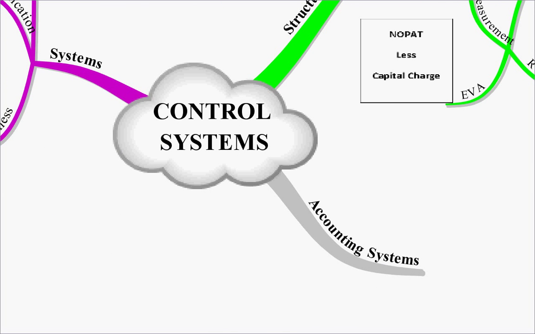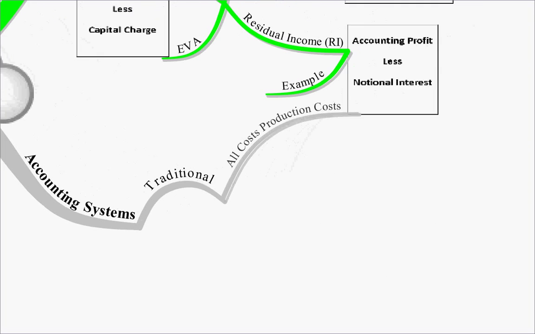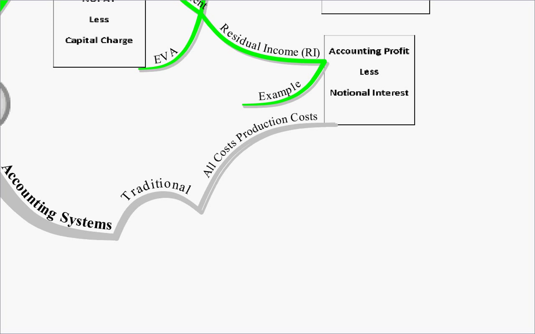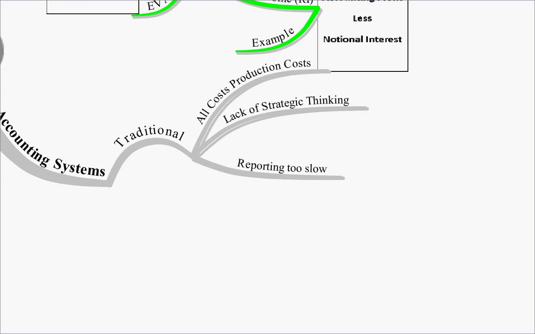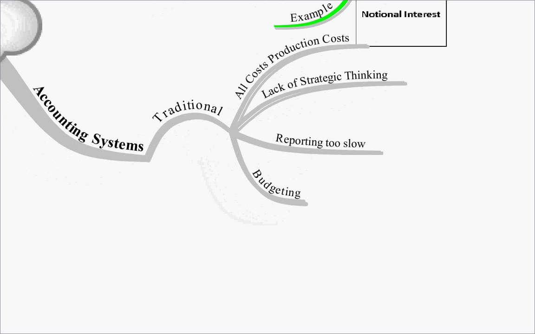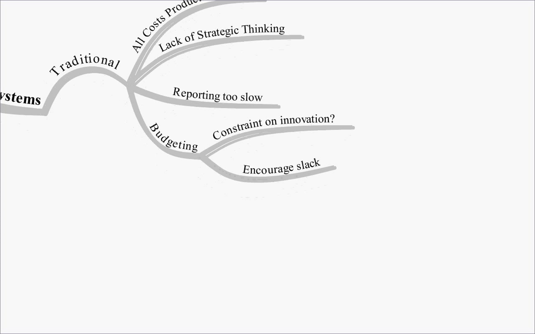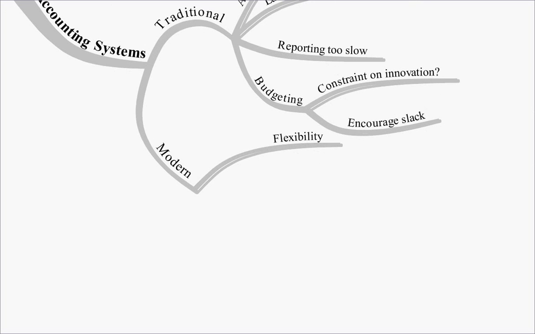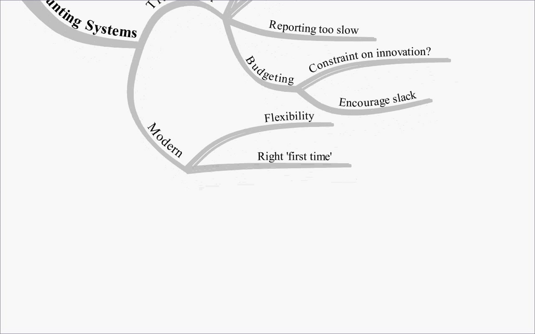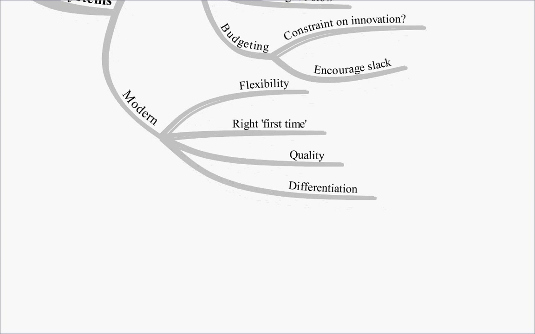We then went on to look at some accounting systems. We discussed the problems with traditional systems, that all costs were allocated as production costs, that there was a lack of strategic thinking, that reporting was too slow, and there were questions about budgeting, such as, is it a constraint on innovation, and does it encourage slack in the system? Modern accounting systems then try to deal with these problems by being flexible, by getting things right first time, by concentrating on quality, and by trying to differentiate.